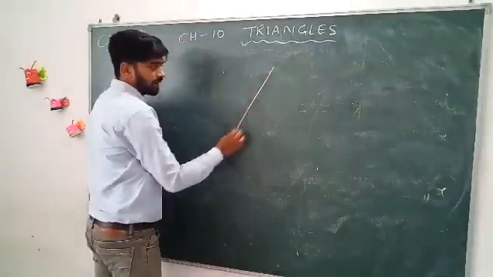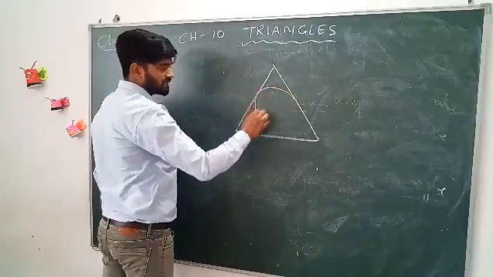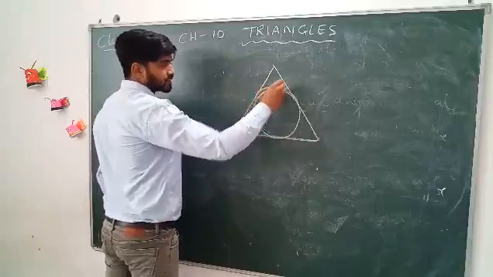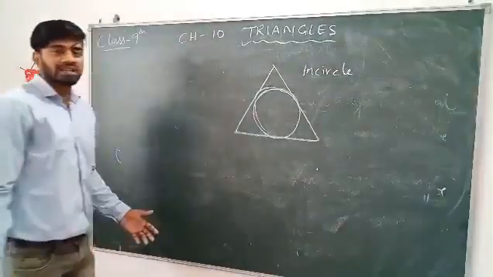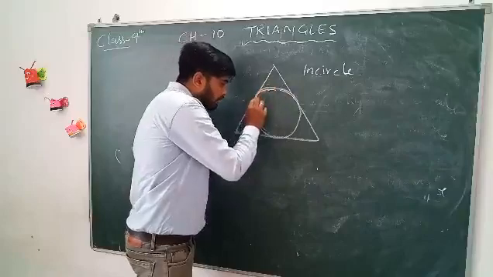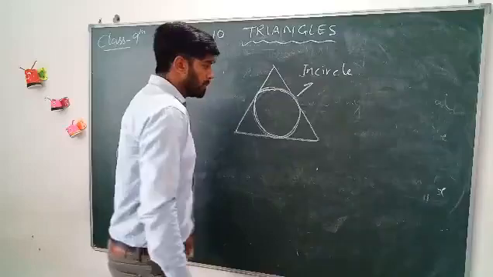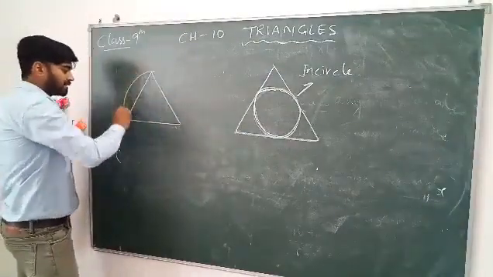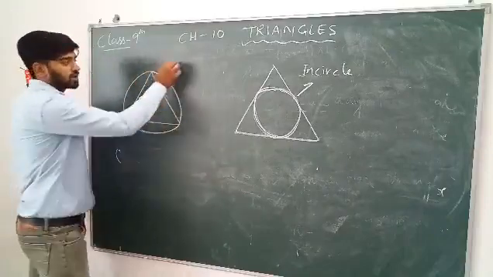If I draw a triangle, and inside the triangle I draw a circle which is touching all the sides of the triangle, then this circle is called an incircle. What is this circle called? Incircle. Whenever a circle is made inside a triangle and it is touching all the 3 sides of the triangle, then it is called an incircle. But if I make a triangle and a circle is made outside, then it is called a circumcircle.